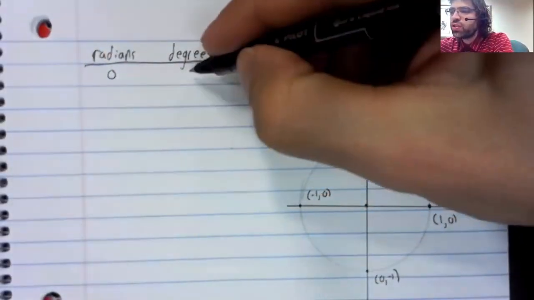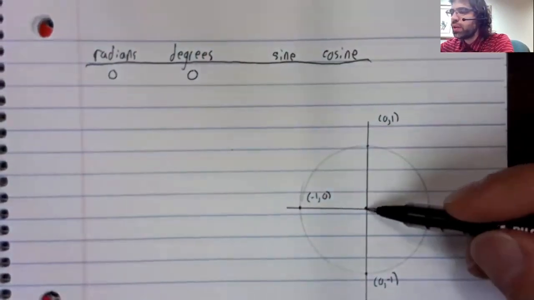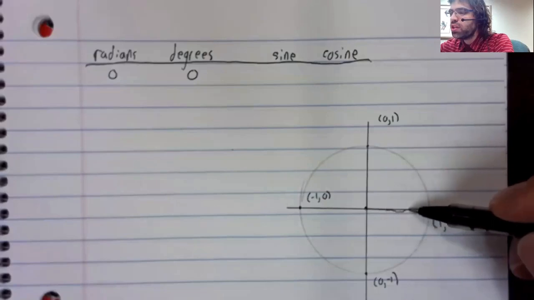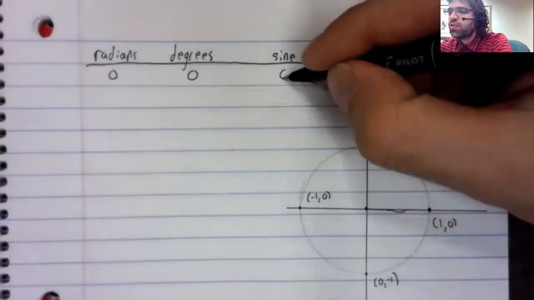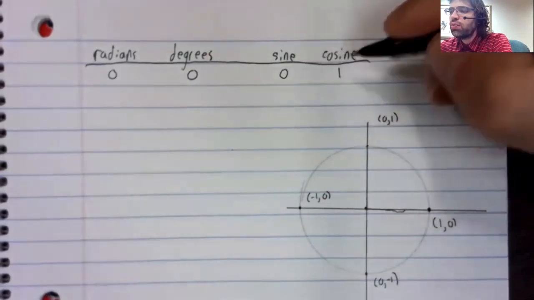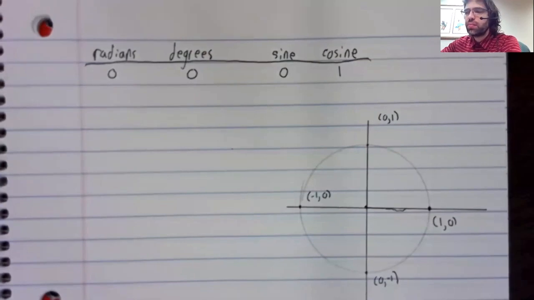0 radians, which is also 0 degrees, puts us here on the unit circle. The sine is 0, the cosine is 1.